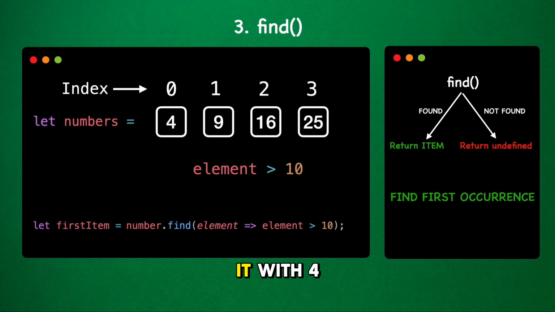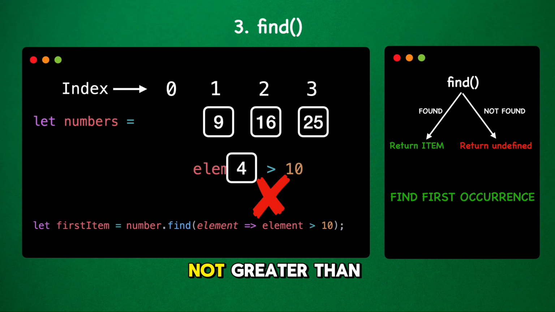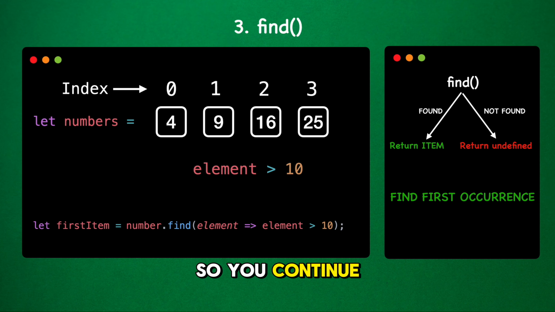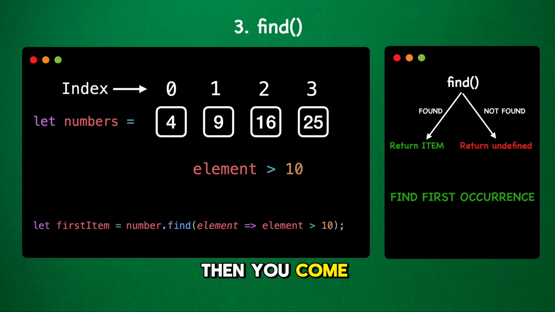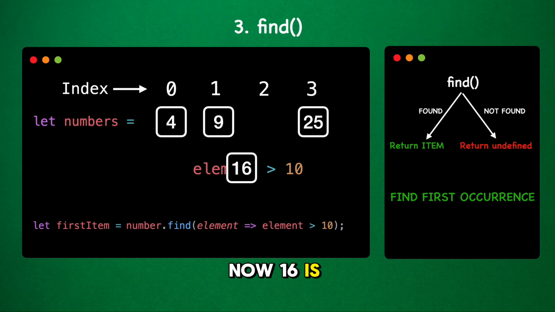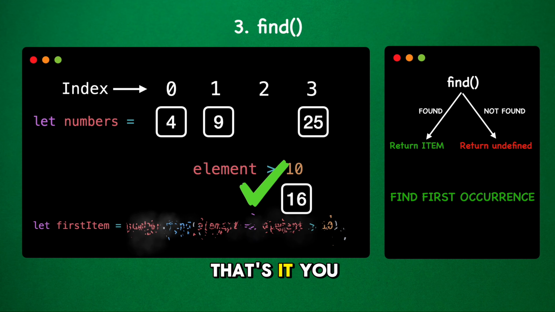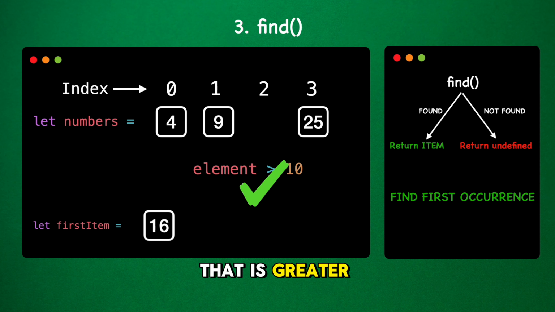First, you compare it with 4. But 4 is not greater than 10, so you continue. Next, you compare it with 9. Just like 4, 9 is also not greater than 10. So, you move on, then you come to 16. Now, 16 is greater than 10. That's it! You found the first number in the line that is greater than 10.